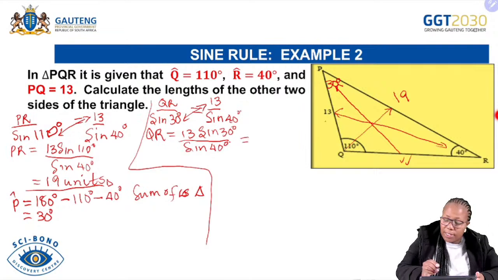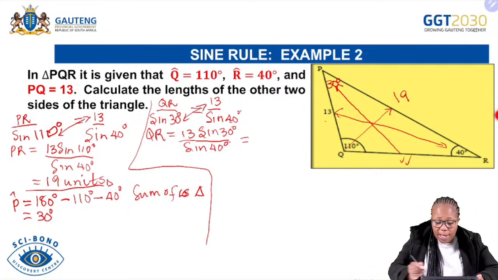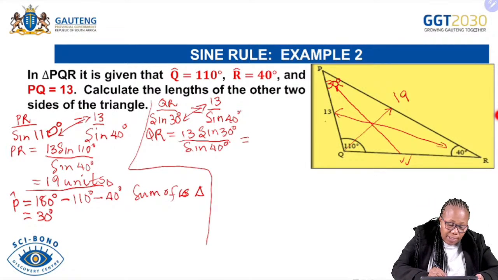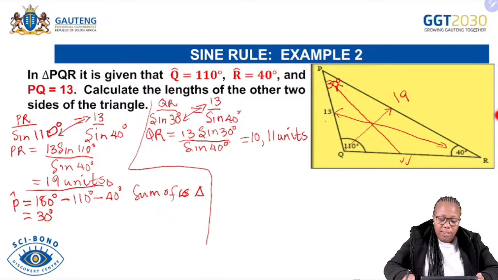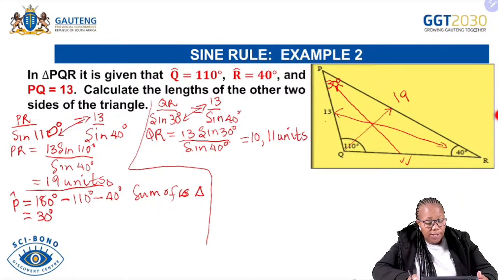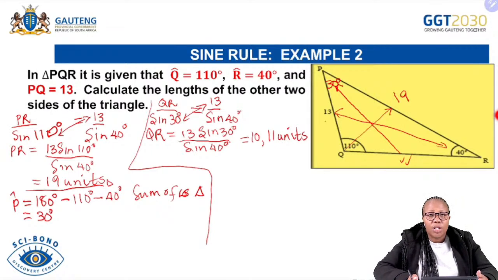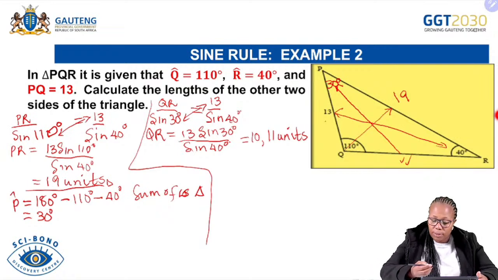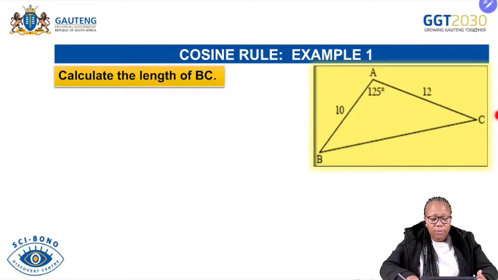Into your calculator, grade 12, straight to the answer. This is giving us 10,11. That is the length of the side QR, 10,11 units. Okay, that is the sine rule application.